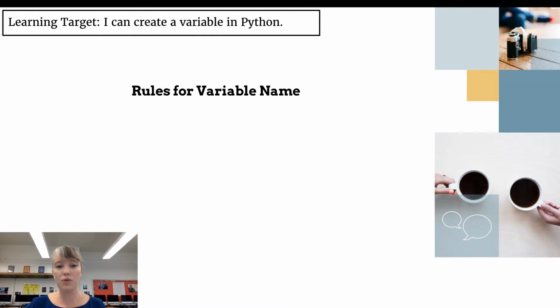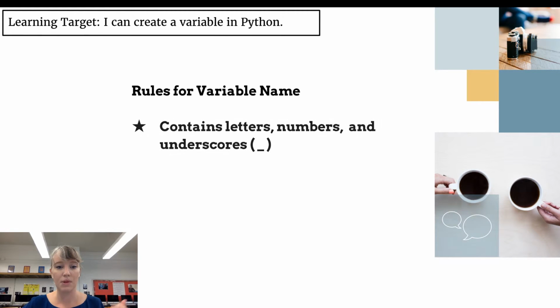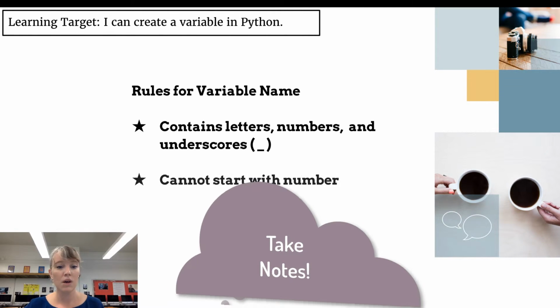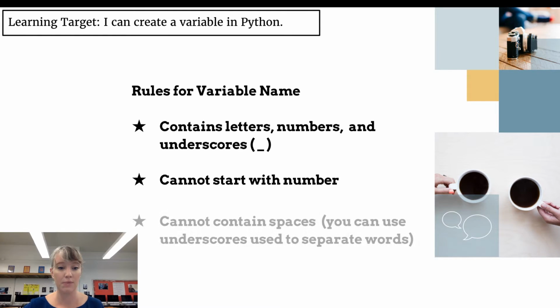Now, rules for variable names. There's a few rules. On the left-hand side here, where it says marbles, you can't name it certain things. So let's go over those for a second. Variable names can contain letters, numbers, and underscores, and that's it. They cannot start with a number. They can have numbers in them, but a number can't be the first symbol in the variable name.